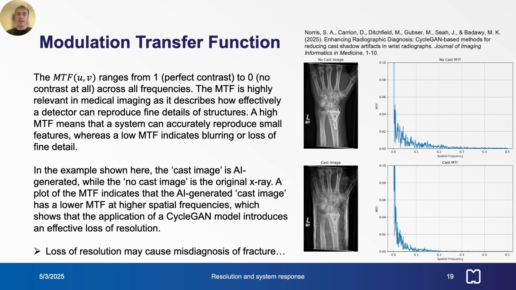A plot of the MTF indicates that the AI-generated cast image has a lower MTF at the higher spatial frequencies, which shows that the application of this CycleGAN model introduces an effective loss of resolution. And it's important to remember that loss of resolution can result in misdiagnosis, and in the case of wrist radiographs could be the misdiagnosis of a fracture.